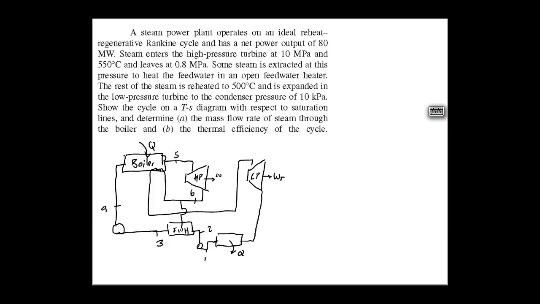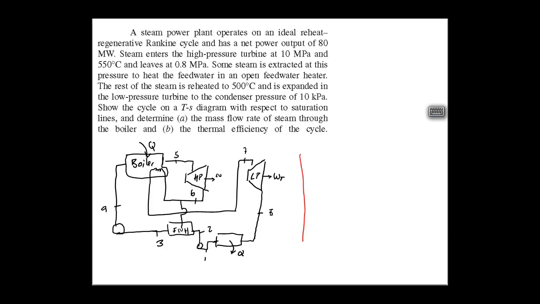Let me just change this boiler a little bit so it's easier for us to watch. We're going to make this boiler a little bit bigger. So we have the reheat section. Now the steam that we reheat and go back to the turbine is 7, and this will be 8.